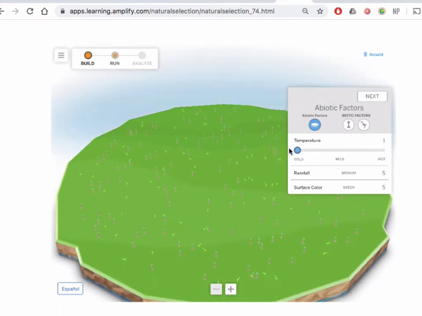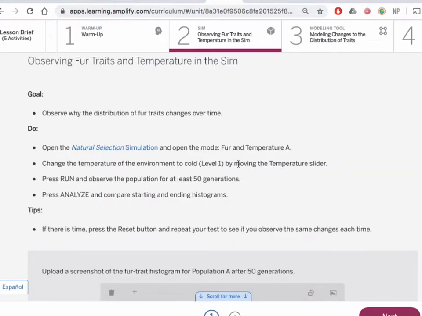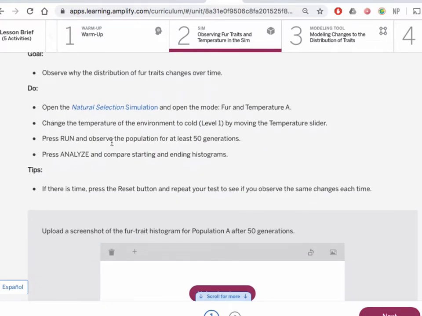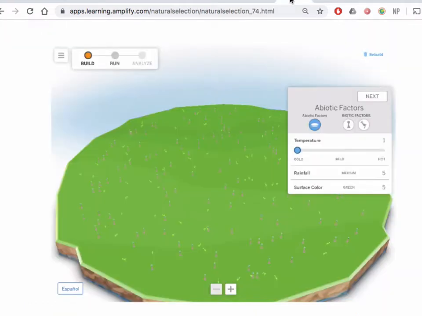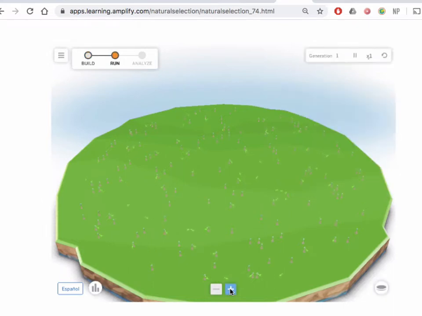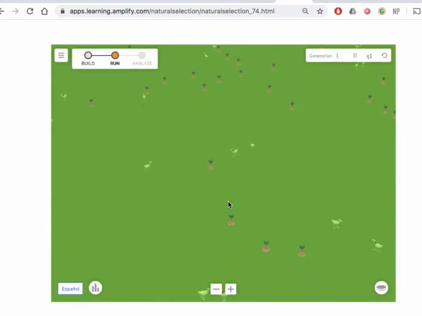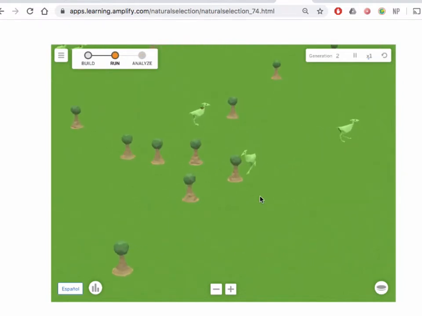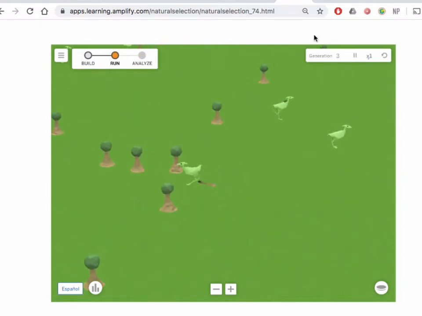It's about to get really cold in here. Press run and observe the population for at least 50 generations. This is going to take some time. So here's when I can watch. We have no predators here. We only have producers and primary consumers. And right now we're on generation 3, so this is going to take some time.